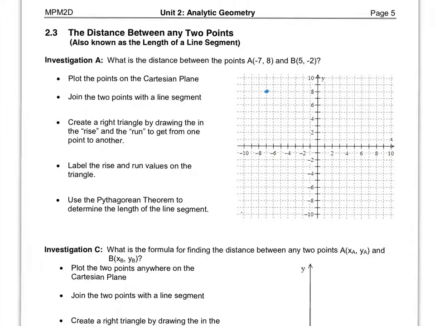And the point at 5, -2. So 5 is here and -2 is here, so that should be this point. So here's point B and here is point A. And we're going to do what we did in a very similar fashion to the investigation that we did on the first day when we found the distance between the point and the origin. So we're going to create a line segment joining these two pieces together.